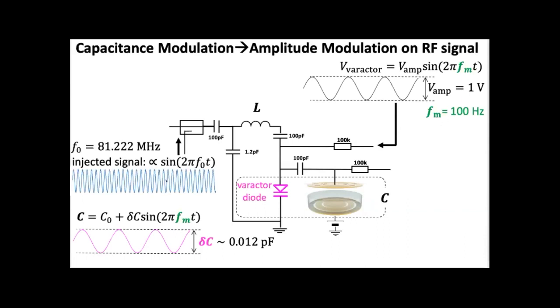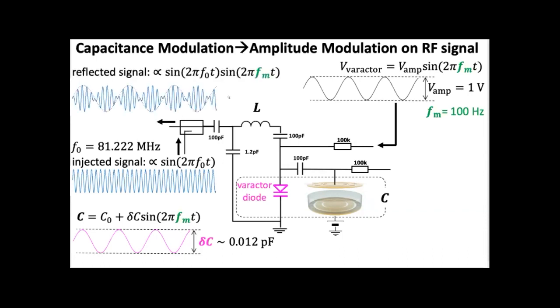Then from this side, we inject the signal whose frequency is almost equal to the LC resonance frequency, which was 81.222 megahertz. This is the directional coupler.